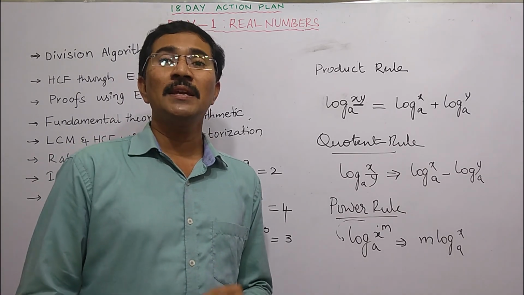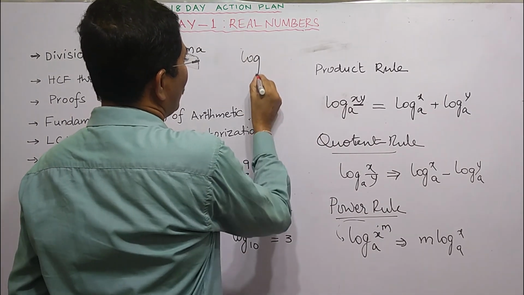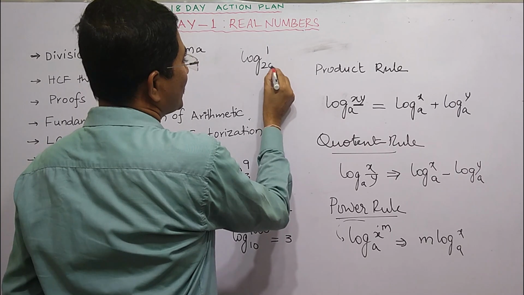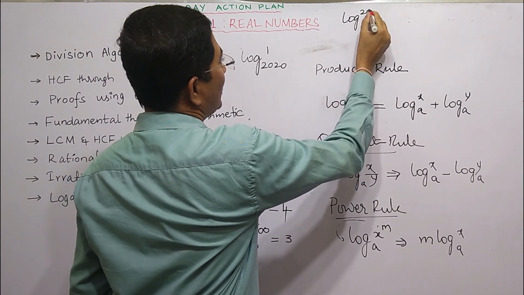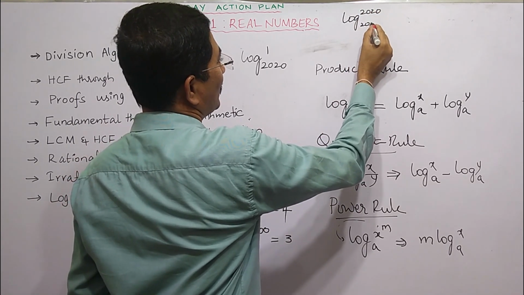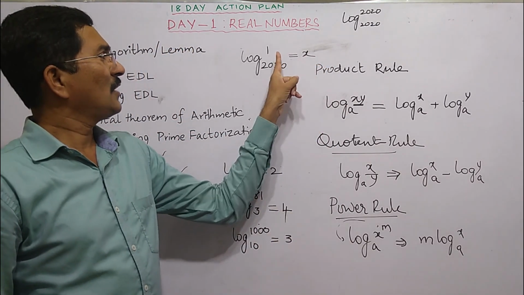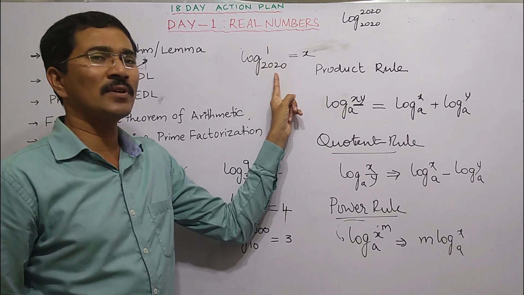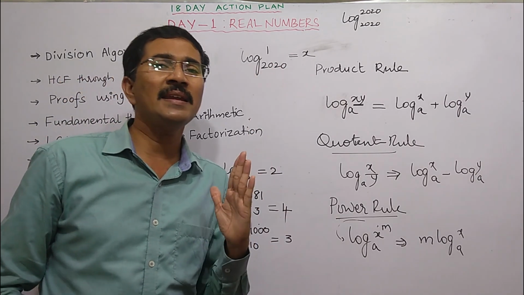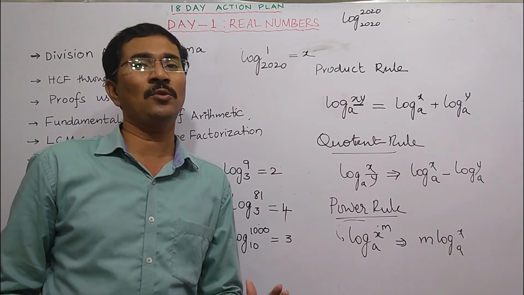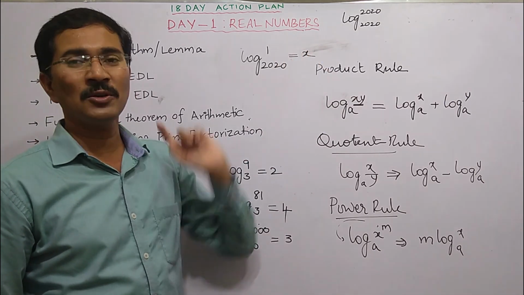In the examination, you may be asked some interesting questions like this. Log 1 to the base 2020. What is its answer? Or log 2020 to the base 2020. Simple. Keep it as x. If you have to get 1, how many times should you multiply 2020? What power should you keep to 2020 in order to get 1? Simple, 0. Any real number which is not 0, when it is raised to the power 0, you get the value as 1. So its value is simple, 0.